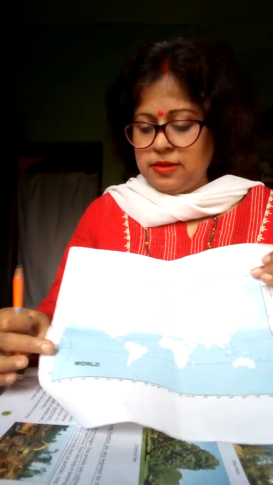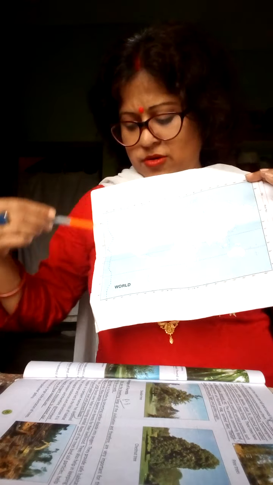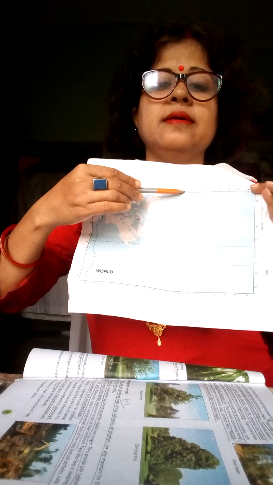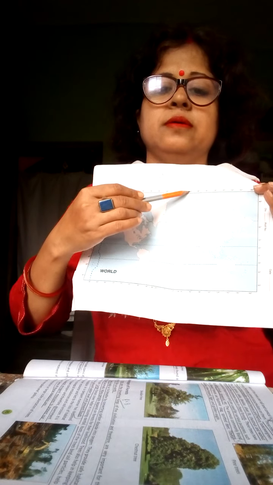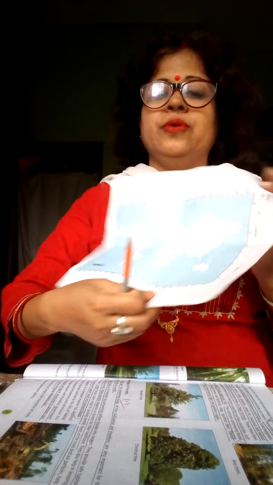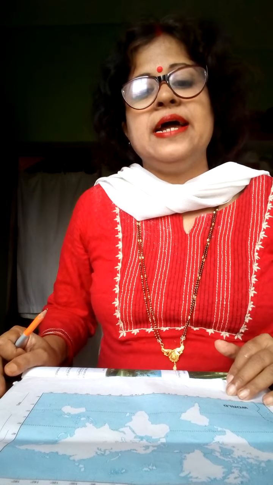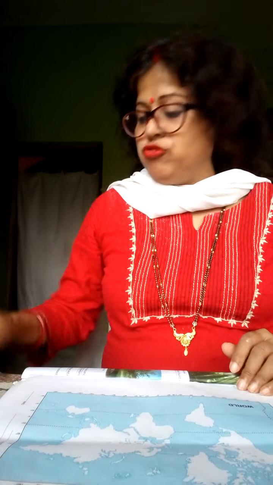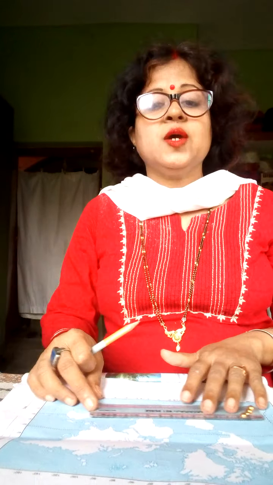Degrees are given here on both sides of this paper, and here in this way. Here also degrees are given. You can read it. Okay, so at first we will draw the largest line of latitude. What is the largest line of latitude? That is the equator.